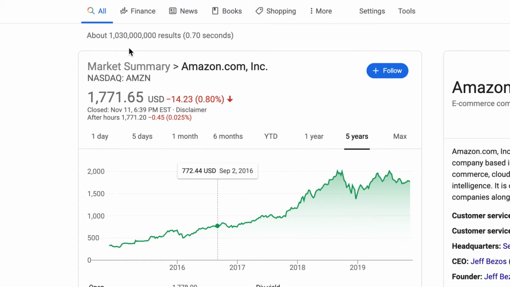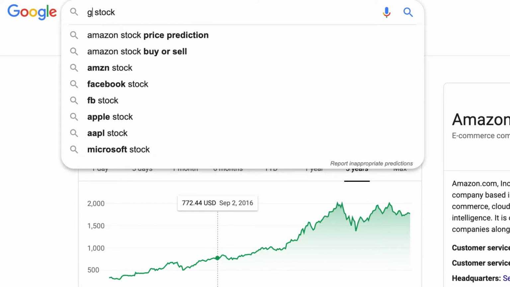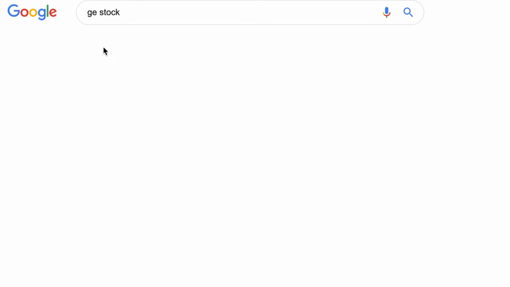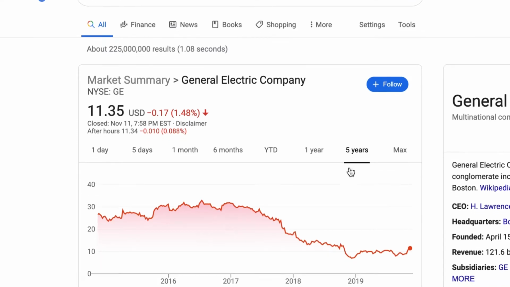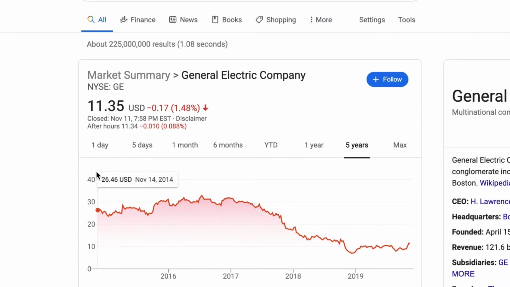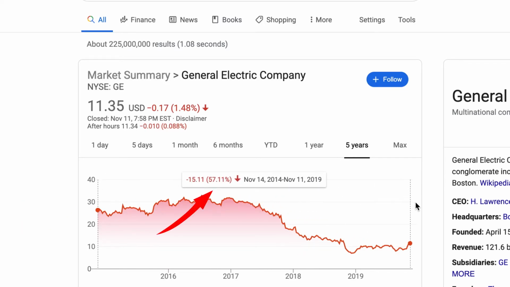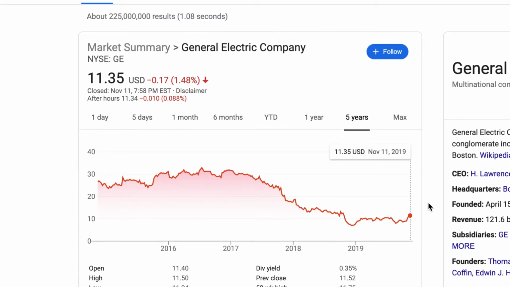On the other hand, if you look at a stock like GE, it looks like it also closed higher on Friday. But if you go back 5 years, it doesn't look like the company has been going on an upward trajectory long term. If you bought in 2014, the value of your share went down by about 57%. So if you sold today, you would lose money.